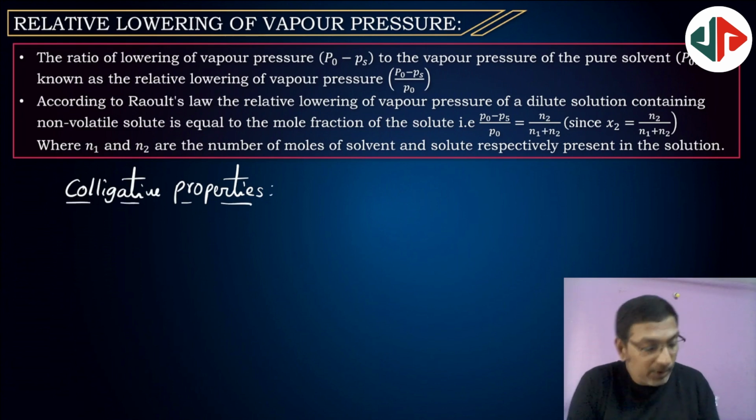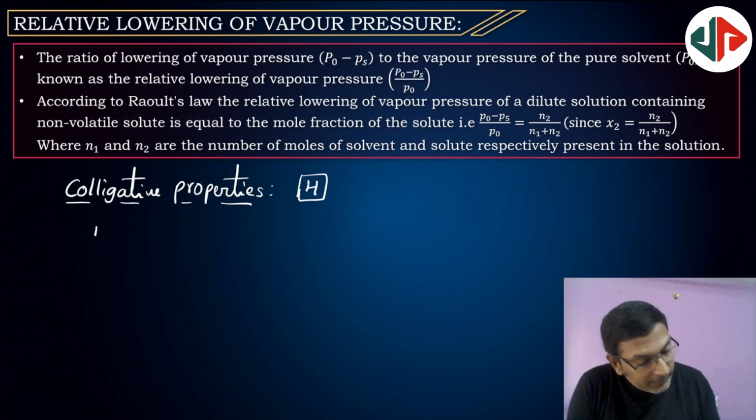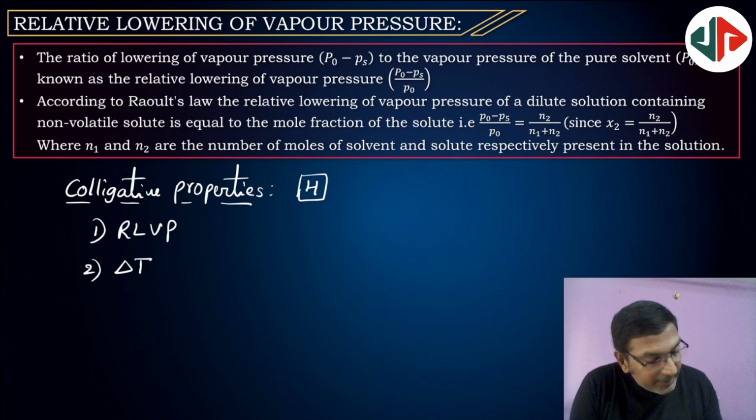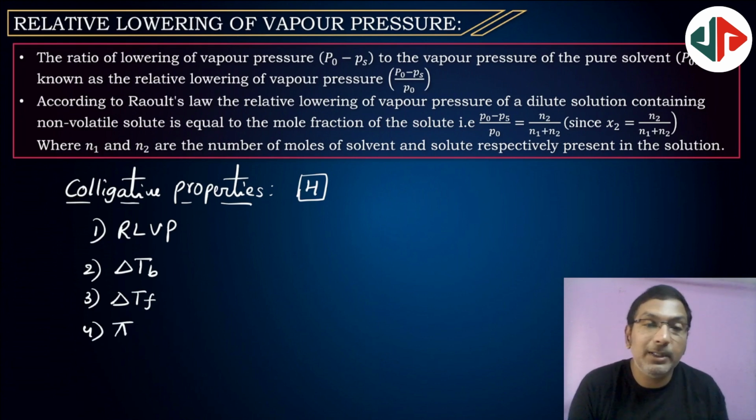Here there are 4 colligative properties. First one, relative lowering of vapor pressure. Next, elevation in boiling point, depression in freezing point, and osmotic pressure. These are 4 colligative properties.